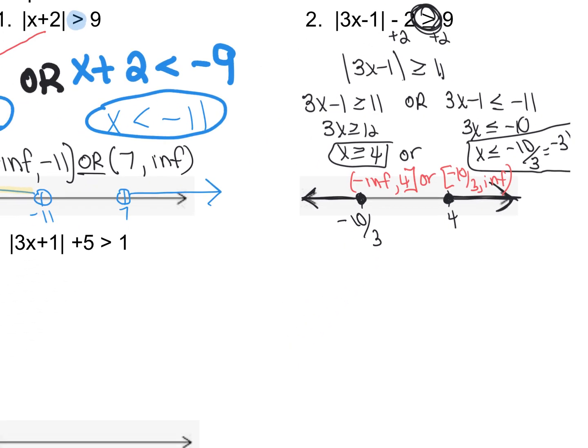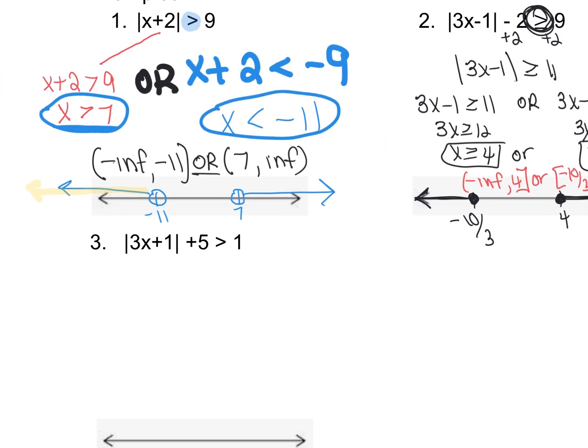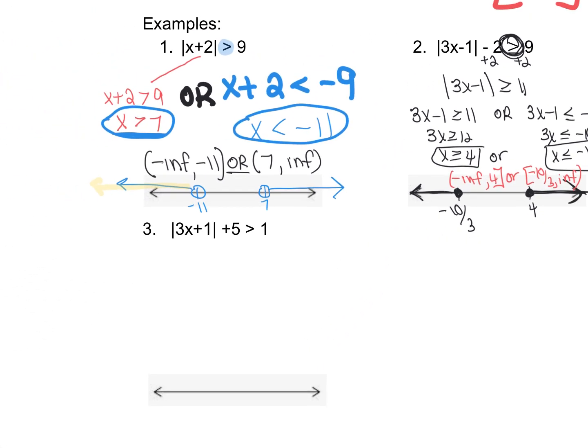Okay, so let's take a look. We'll do one more here. We've got the absolute value of 3x plus 1, plus 5, is greater than 1. So I notice, first of all, yes, it's a greater than, so I'm going to write 2 separate inequalities. I'm going to subtract 5 first. I'm going to have the absolute value of 3x plus 1 is greater than negative 4.